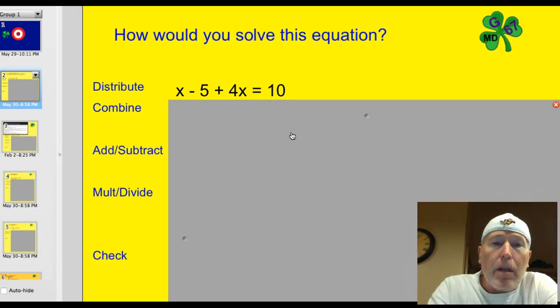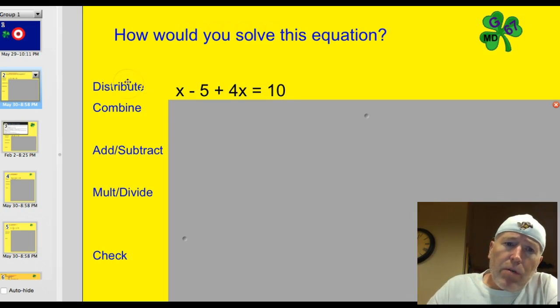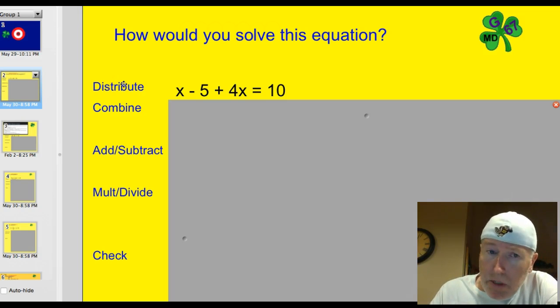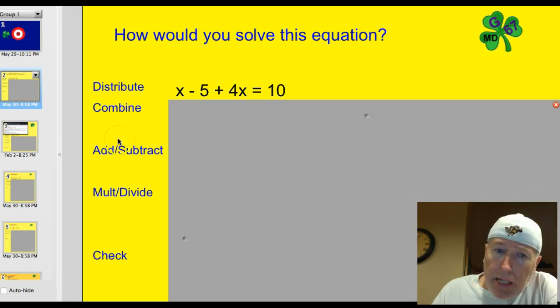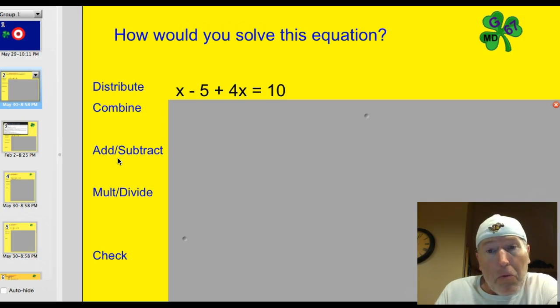Let's do this thing. How would you go about solving this equation? Well, it looks kind of complicated at first. A lot of things going on there. But if you follow these general steps, look for: do you have to use the distributive property? In this case, we don't. Can you combine any like terms? Then can you add and subtract? If you follow these along with me, we'll work through it and get through this in no time whatsoever with no problem.